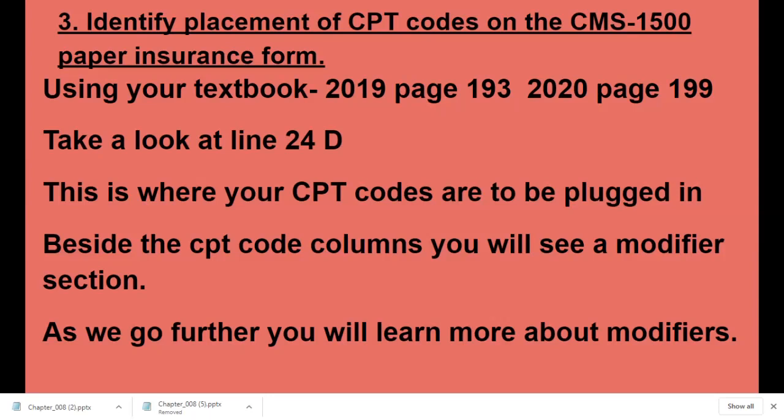take a look at line 24D, and I'm just going to give you a little pointer. You see 1, 2, 3, 4, 5, 6, the numbers right there towards the bottom. If you look over to the right of those numbers, you're going to see the letter D, procedures, services, or supplies. So that is where your CPT codes are going to be plugged in. Right beside that are going to be your modifiers. And as we go further into this book, we're going to learn about modifiers. So I'm just giving you a little heads up that there will be modifiers that are going to go along with your CPT codes. If your CPT codes are the roads on your map, your modifiers will be your street signs. And that's all that I will say about that, except that they're found in the front cover of your CPT manual.